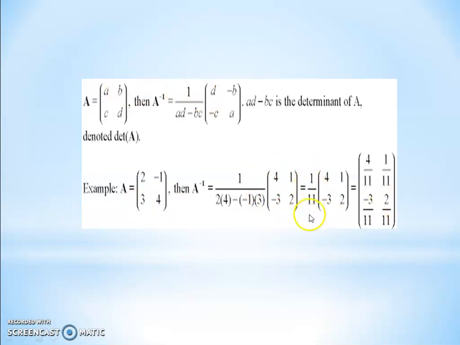1 upon 11 remains the same, and [4, 1; minus 3, 2] remains the same. If we divide by 11, no term cancels, so we derive the final answer: 4 upon 11, 1 upon 11, minus 3 upon 11, 2 upon 11.